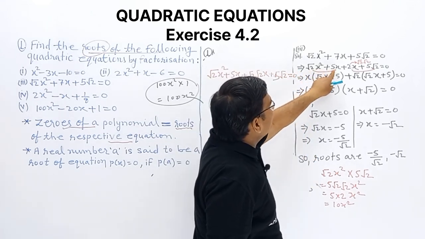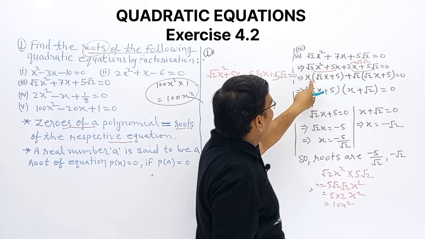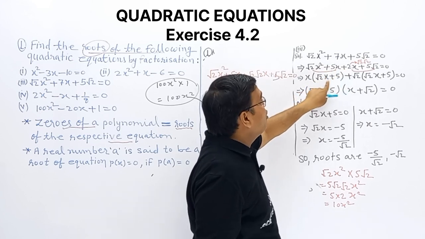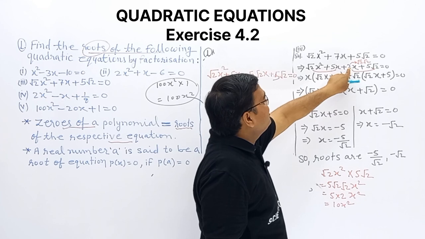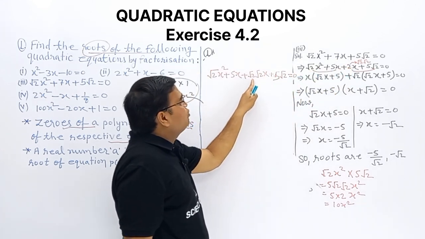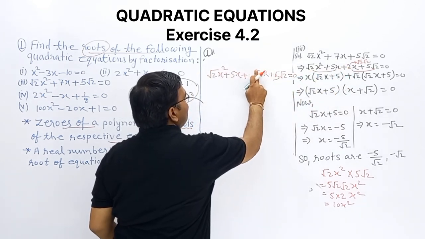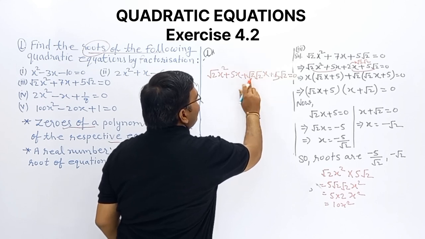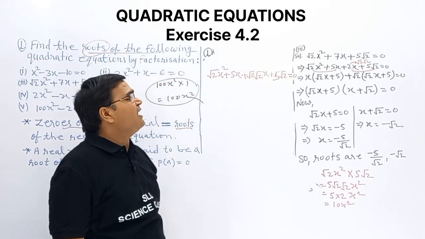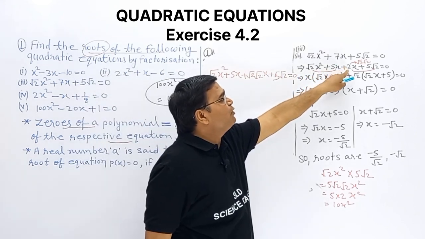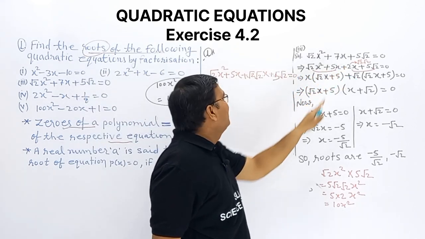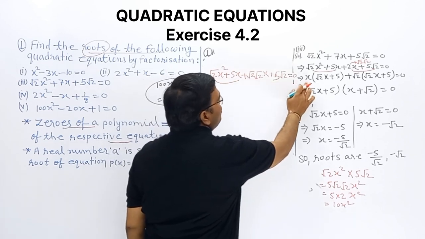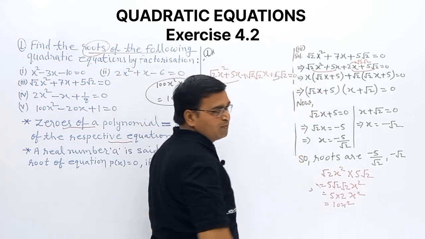Root 2x square plus 5x, in which x is common, we are getting this one. We want the same bracket there. So this 2 can be written like this, root 2 into root 2. Once we multiply this, what are we getting? 2. Root 2 into root 2 is 2. Now in both, root 2x is common and the remaining is this one.